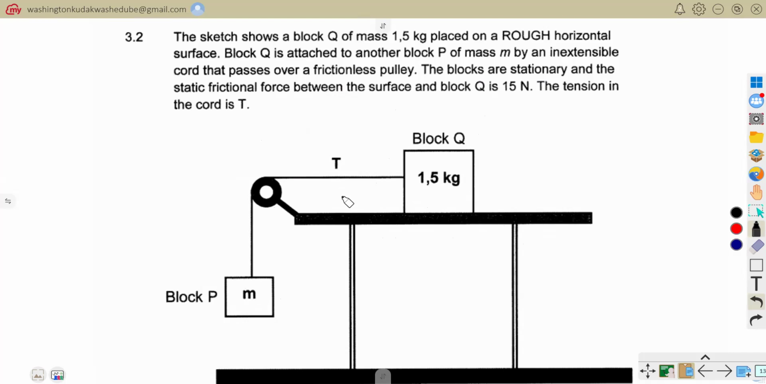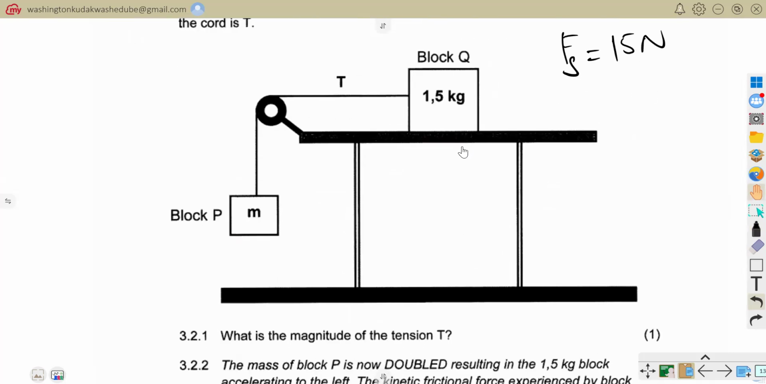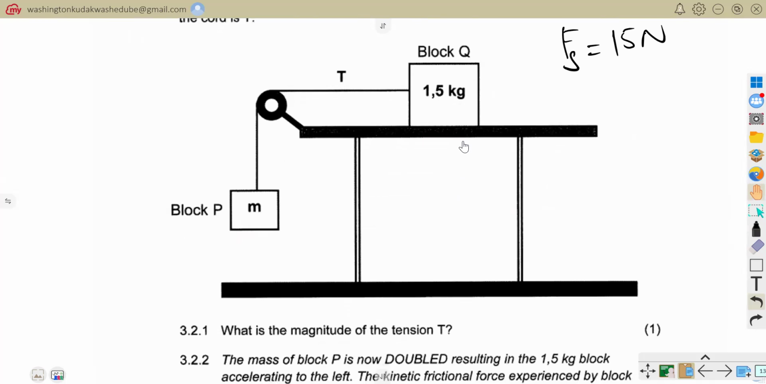So we are told that these two blocks are stationary, and the static frictional force between the surface and the block, which we said might be represented by Fs, is equal to 50 newtons. And then they're saying the tension in the cord is T. Now, let's go ahead and see what follows in terms of the questions. What is it that we are required to determine? They're saying, what is the magnitude of this tension?